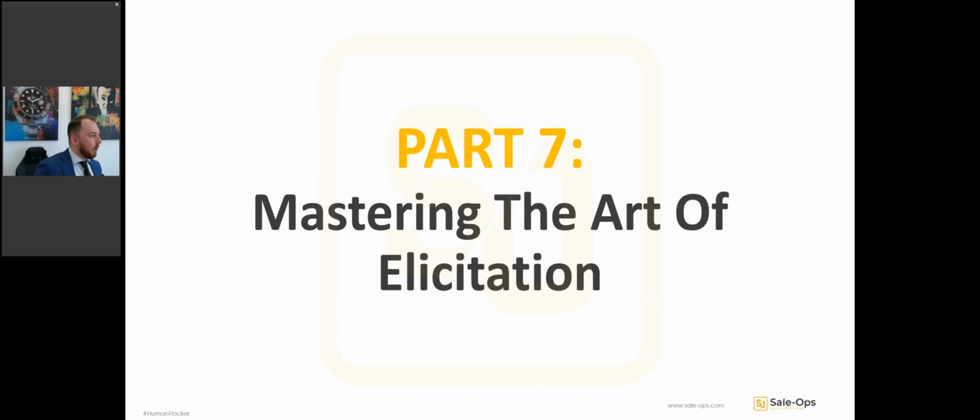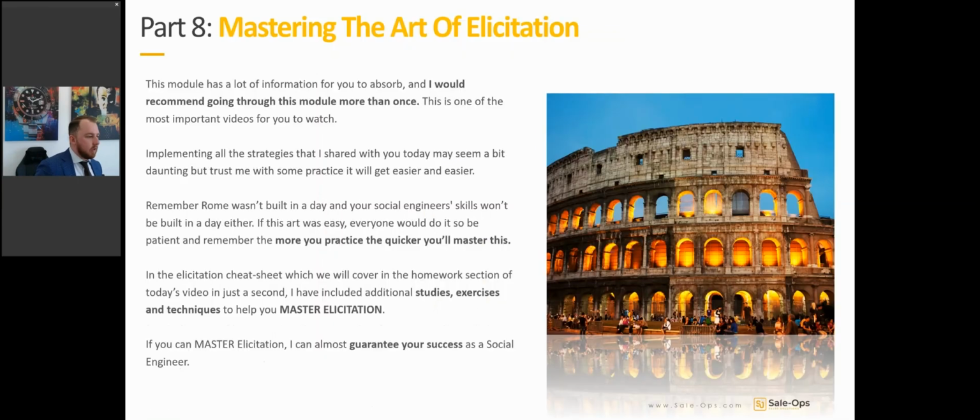Now, let's finally talk about part number 7, mastering the art of elicitation. This module has a lot of information for you guys to absorb, and I would recommend going through this video a couple times, definitely more than once. It's really one of the most important videos that you can watch, because elicitation is going to be a big part of your success as a social engineer. Combine this with intel gathering, elicitation, high-level mind tricks, and influence and persuasion, and you are going to have the fundamentals to really social engineer and human hack your way to the top.